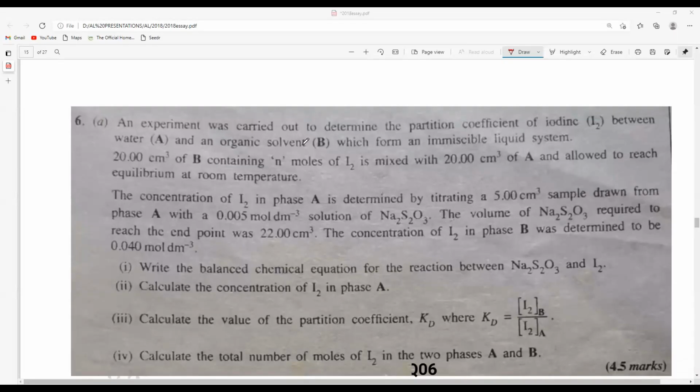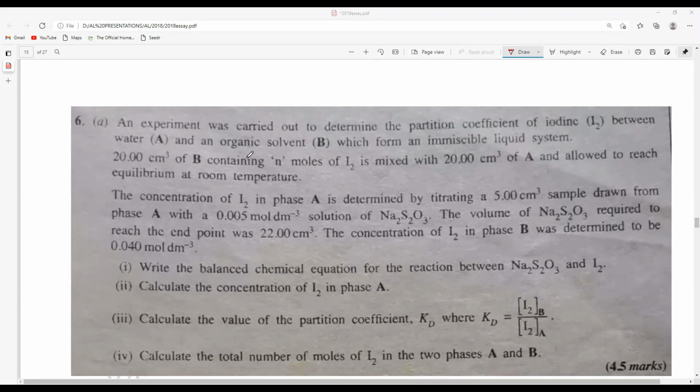An experiment was carried out to determine the partition coefficient of iodine between water and organic solvent. Iodine is highly soluble in organic solvent, but in water it normally does not show much solubility. Still, there will be a very small solubility. That is why we usually store I2 in KI solution rather than just water, because I3 minus is stable.